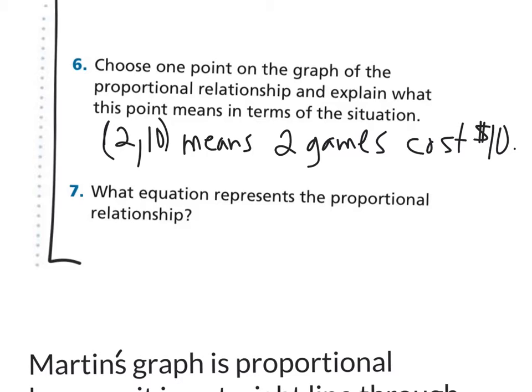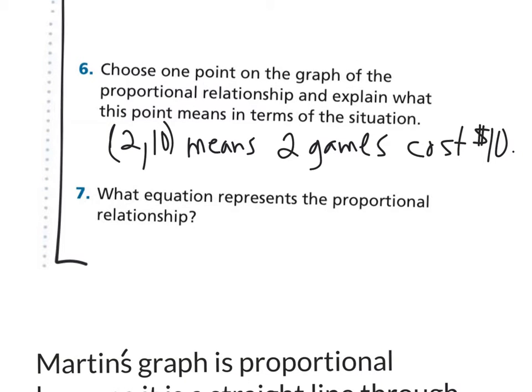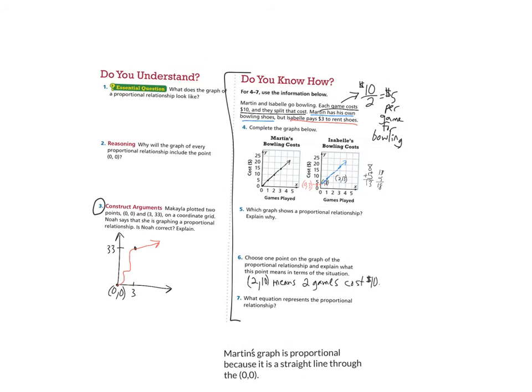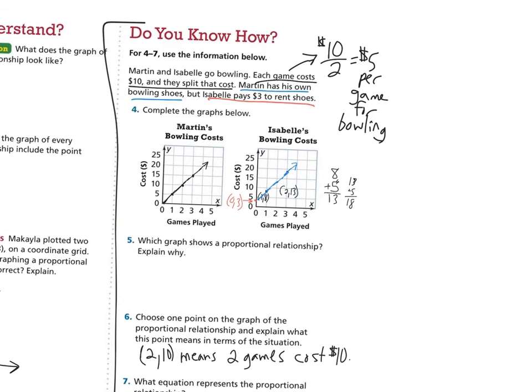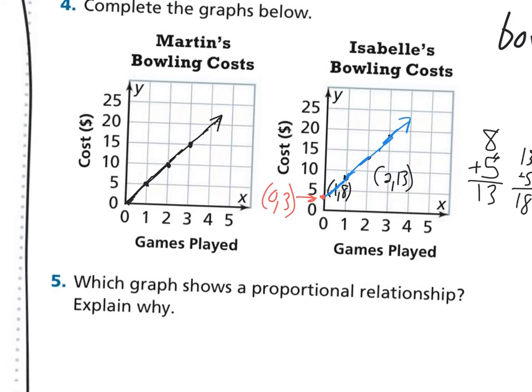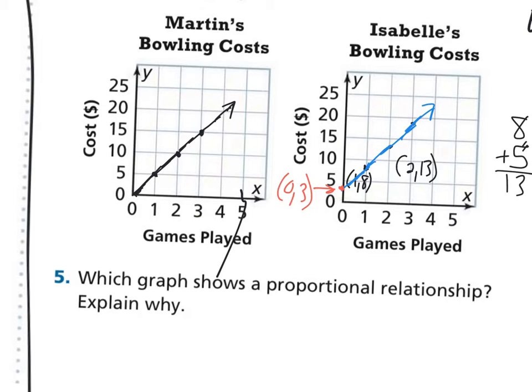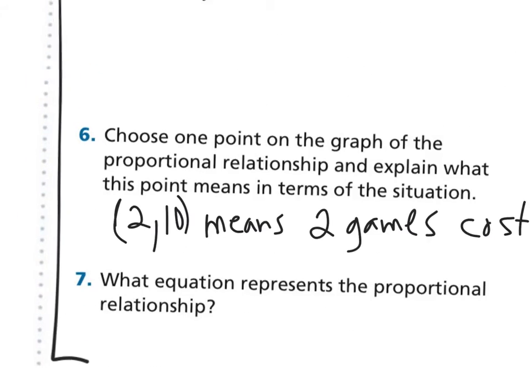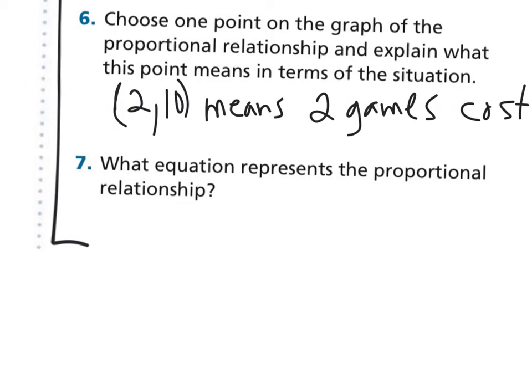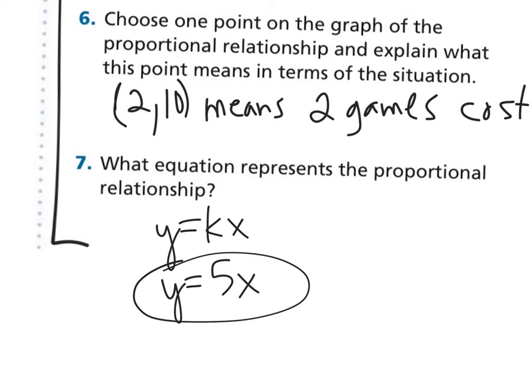So on question number 7, the equation of the proportional relationship, we talked about it earlier. Basically, Martin is paying $5 per game. So $5 per game, that's our unit rate. That's our y divided by x for any point on the line. So kind of like we looked at before, y equals kx, but our k value here is 5. So y equals 5x would be the equation for that line.